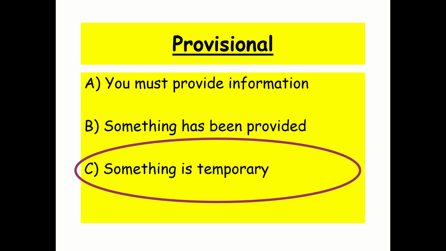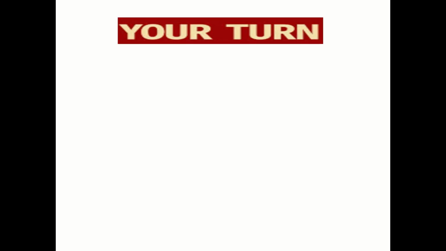So provisional is something which is not permanent. I'll give you an example. With your driving license, you would normally have to apply for a provisional license until you actually pass your driving test. Okay, so that's provisional. Something is temporary. Okay, your turn now.